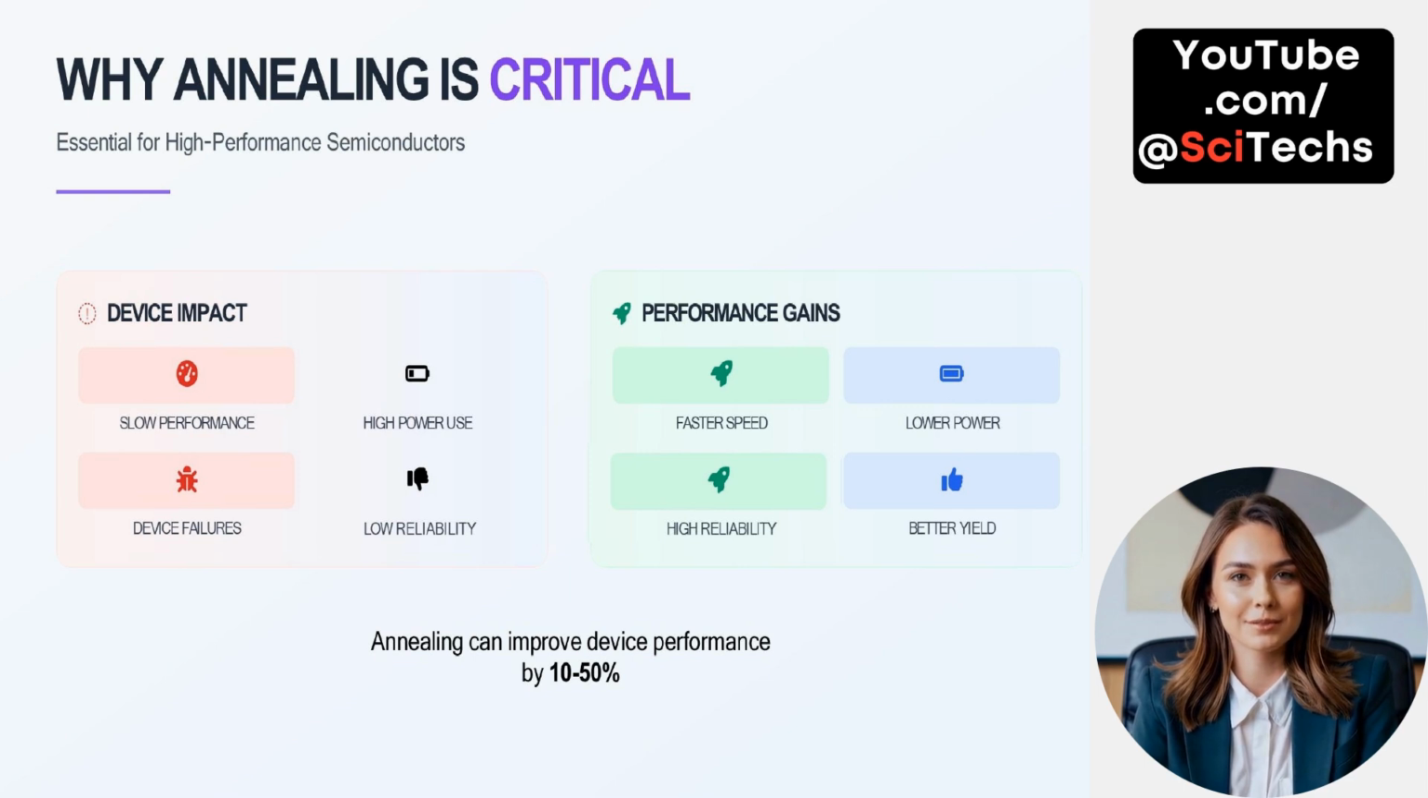On the other hand, annealing enables significant performance gains. It improves speed by optimizing electrical pathways within the silicon, and it reduces power consumption by enabling better charge mobility. Reliability is increased because the process relieves stress and repairs structural damage. Additionally, manufacturers experience better yields, meaning more functioning devices per batch. Overall, annealing can improve device performance by an impressive 10 to 50%, making it a cornerstone of high-performance semiconductor fabrication.